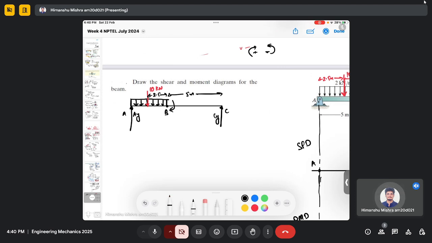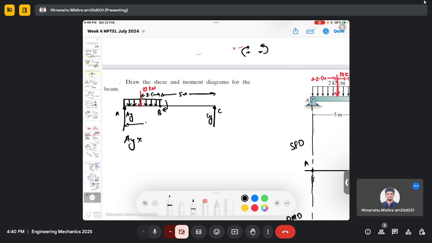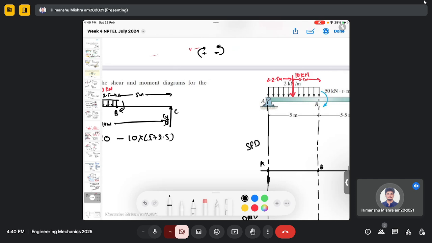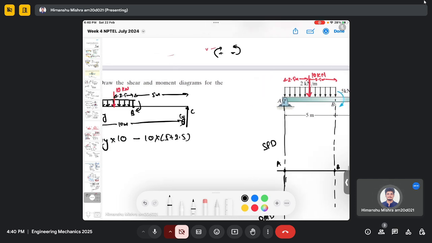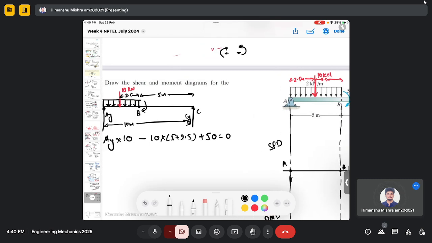So AY will have a clockwise moment about point C, so AY multiplied by 10, and minus 10 kilonewton will have an anti-clockwise moment. And the distance is 5 plus 2.5, which is 7.5. And then there is a couple which is acting in the clockwise manner, so it's 50 plus 50 equals 0.